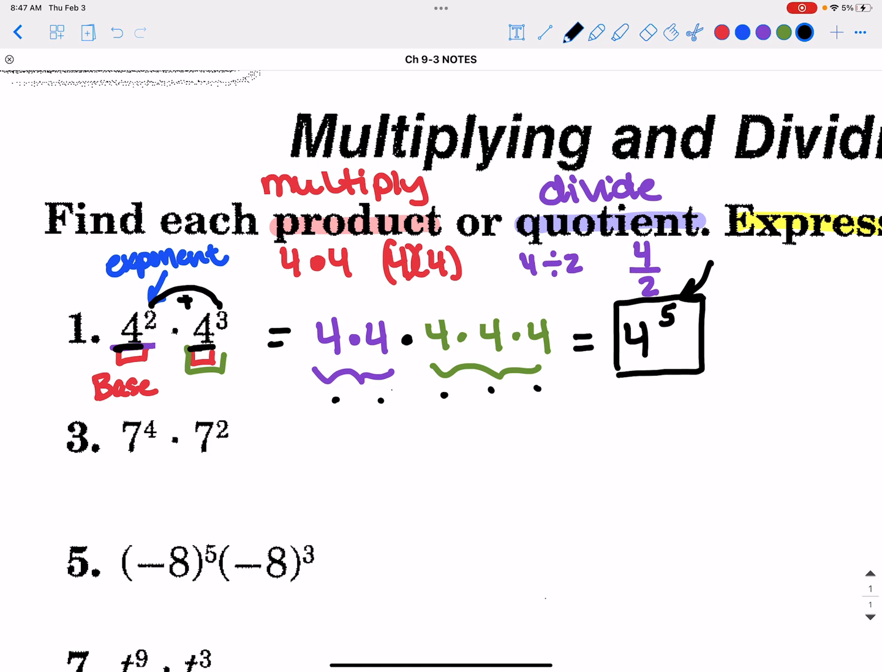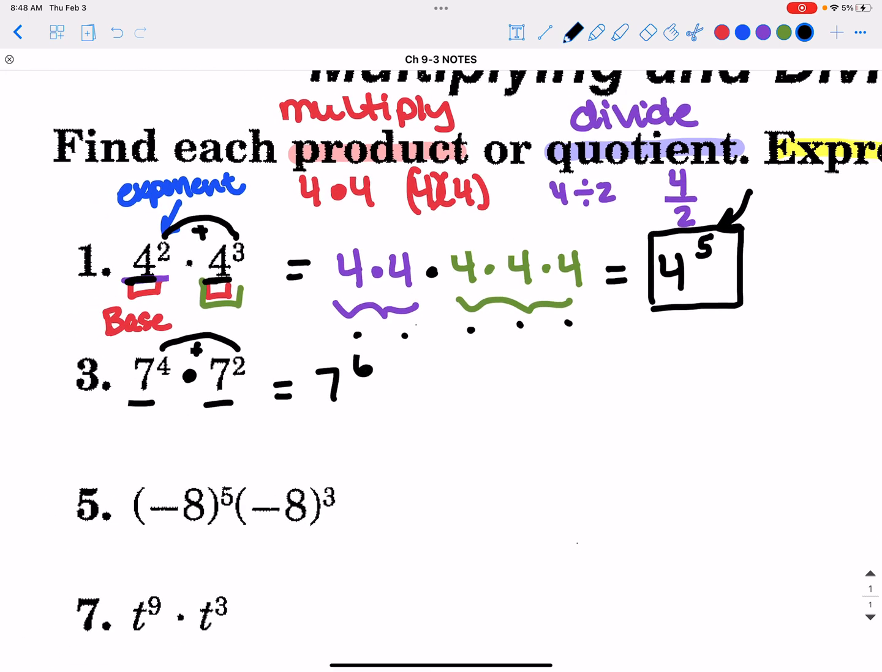So when your bases match, like here, 7 and 7, your base is going to stay a 7. Because you're multiplying, that's what this is, because you're multiplying like bases, we know that this means 4 7s, right? 7 times 7 times 7 times 7 times 2 more 7s. Well, if we string all of those in a row, we're going to get 6 7s all in a row. So 7 to the 4th times 7 to the 2nd is 7 to the 6th. I just simply add 4 plus 2. Okay?